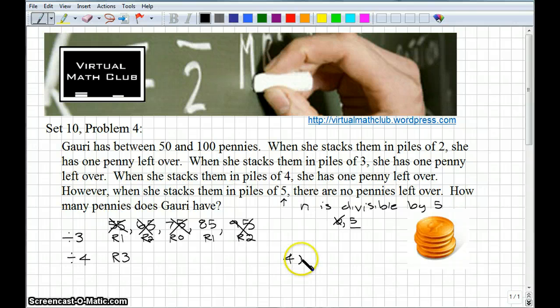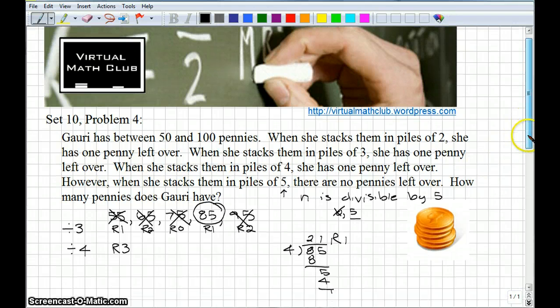So we're only down to 1, and so we can test that. If we divide 85 by 4, here I wrote 84, 85 by 4, we get a remainder of 1, right? So we get 21 stacks of 4 and 1 left over. So our number has to be 85. Okay?